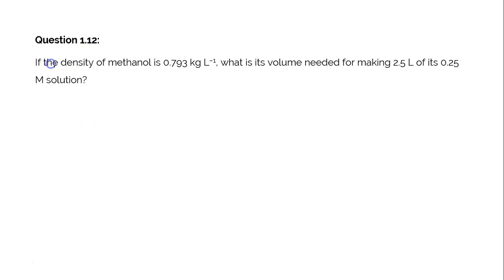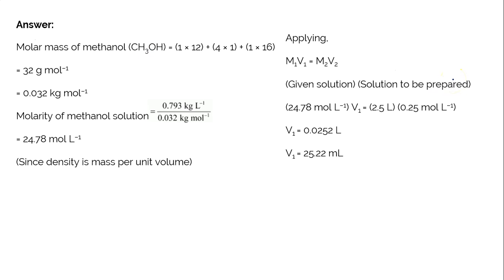Let's read this question. If the density of methanol is 0.793 kg per liter, units are important, especially when you talk about density and temperature, what is the volume needed for making 2.5 liters of its 0.25 molar solution? So you have been given a methanol sample whose density is 0.793 kg per liter. From this methanol, you have to prepare a new solution whose volume is 2.5 liters and whose molarity is 0.25. Let's see how to solve this question.